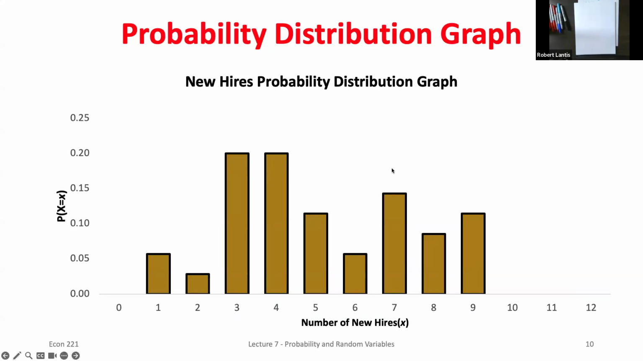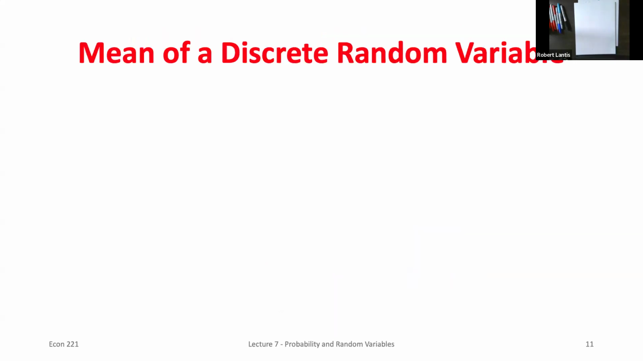I can now quickly see, if I'm thinking about next year, what's the likelihood they have 3 or 4 new hires? Relatively high. What's the probability that they hire 10 people? No, they won't, right? They never have before. So using these empirically assigned probabilities, we would think that probability is 0. Okay, so here's my probability distribution.